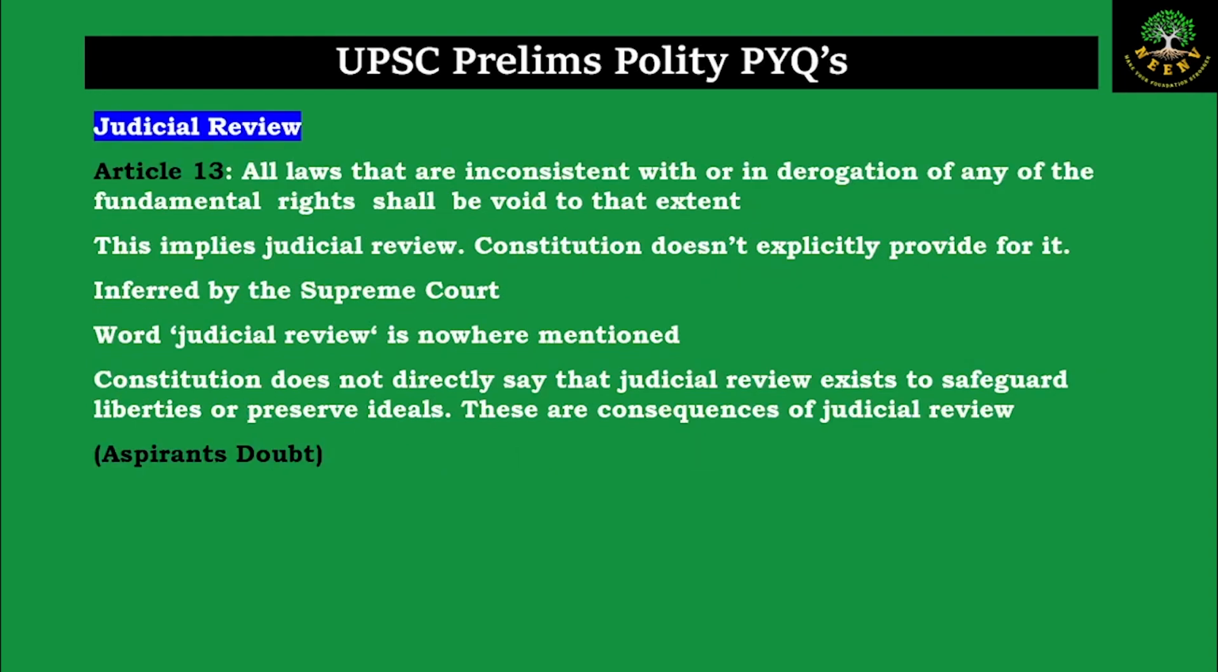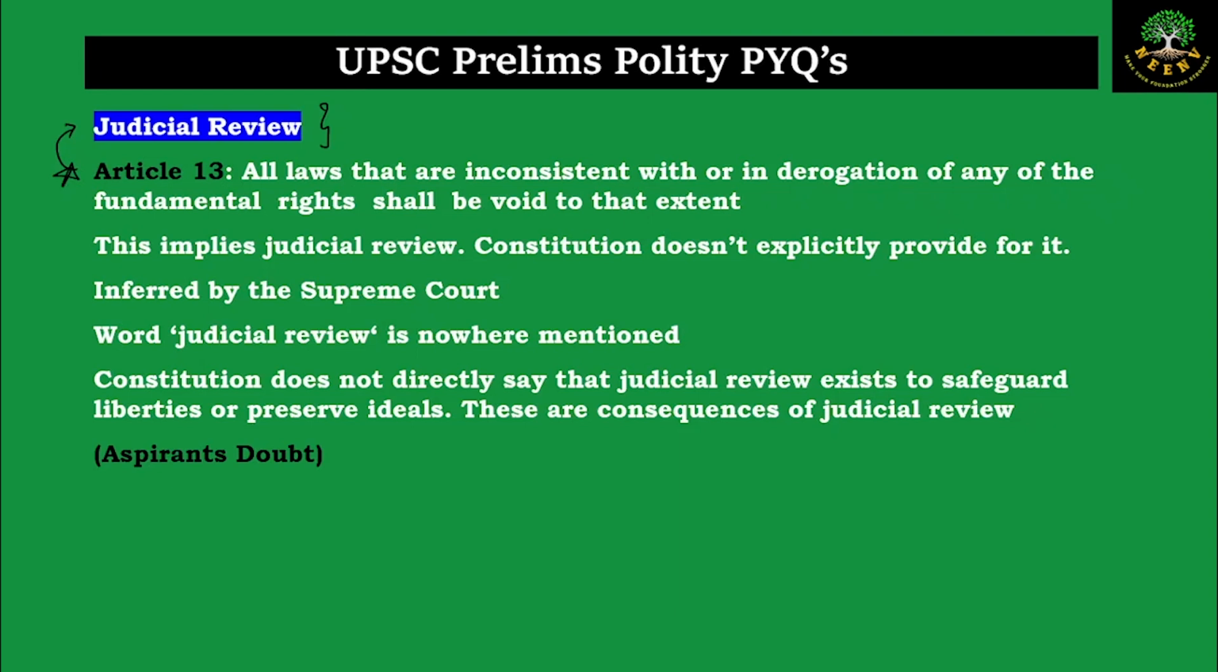Coming to judicial review. Article 13 has an implication of the judicial review. In simple words, what does judicial review mean? The court will look at the laws and regulations made by the parliament and see if they are in sync with the provisions of the constitution. If they are not in line with the provisions of the constitution, to that extent of conflict, the court will declare those laws as invalid.